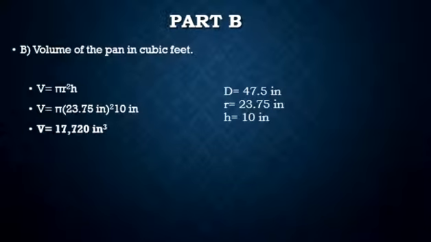Here is part B. We are asked to calculate the volume of the pan. I looked up the volume of a cylinder, which is pi r squared times h. Like part A, we have known variables on the right side. These numbers were then plugged into the volume equation in order to solve for the volume. The answer is 17,720 inches cubed. Now we will move on to part C.